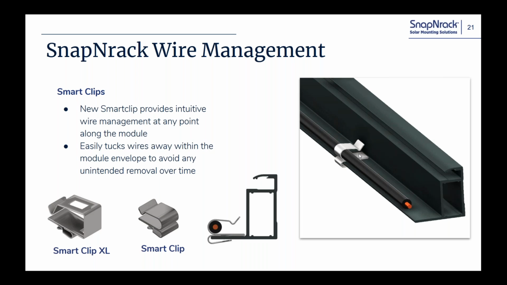Both the Smart Clip XL and the Smart Clip have aggressive teeth that bite into the module frame lip, and they're fairly difficult to pull off of the module frame, which is what we wanted. And they provide a minimum amount of friction on the conductor itself, enough to hold it in place, but not so much that you can't pull it tight if you need to, without scraping the shielding or anything like that on the wire.